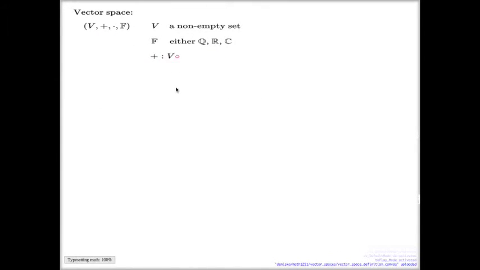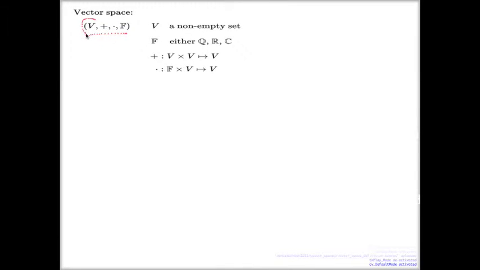So plus, we use the symbol plus because it looks a lot like a regular plus on numbers. It takes a couple of elements of V and returns another element of V. The dot operation, on the other hand, takes one element of F, one element of V, and returns an element of V. So you will see this object a lot in the yellow book, in the tutorial questions, in other places. It's four objects.